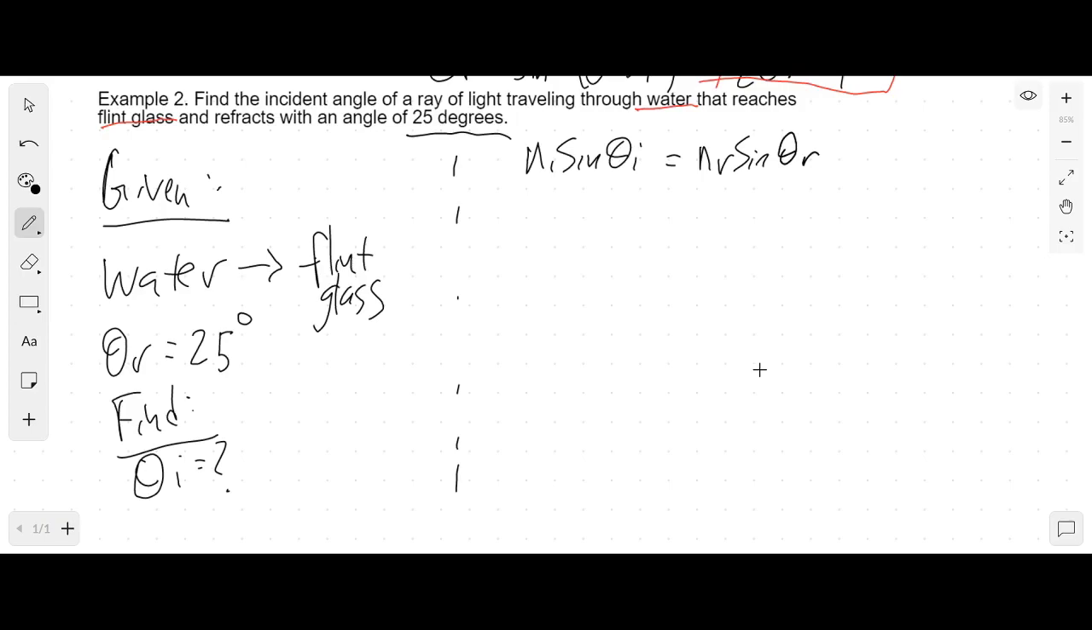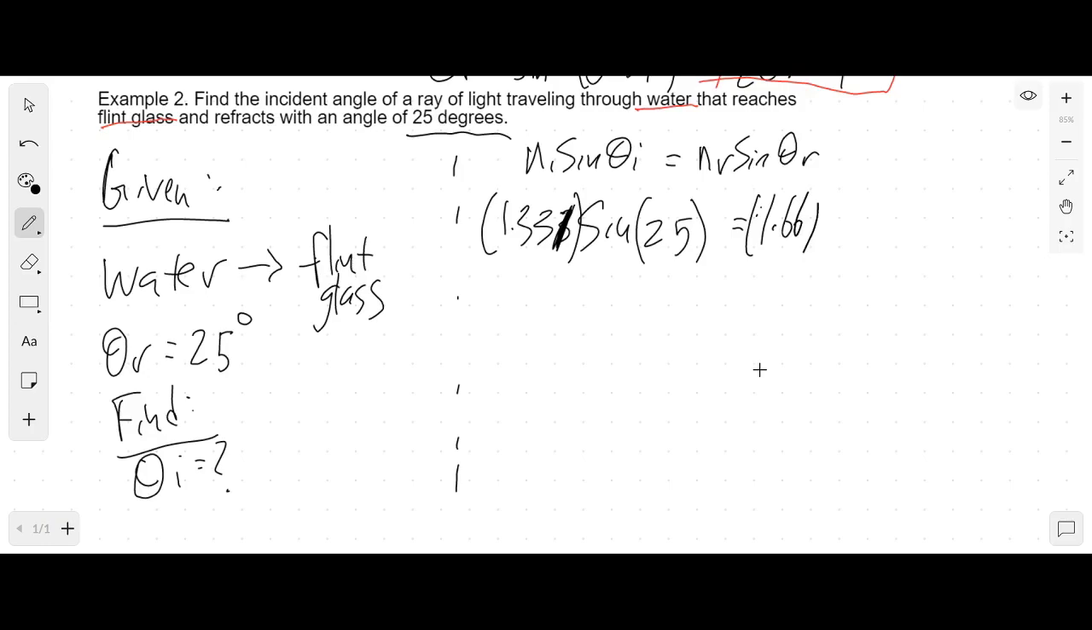Water has an index of refraction of 1.33. All these numbers that I have just kind of memorized in my head, you can find them through tables or figures. These values are normally just given to you. I just kind of have them memorized. I'm kind of a nerd. Sine theta i, theta i is 25. Now it reaches flint glass. Flint glass had a refractive index of 1.66.